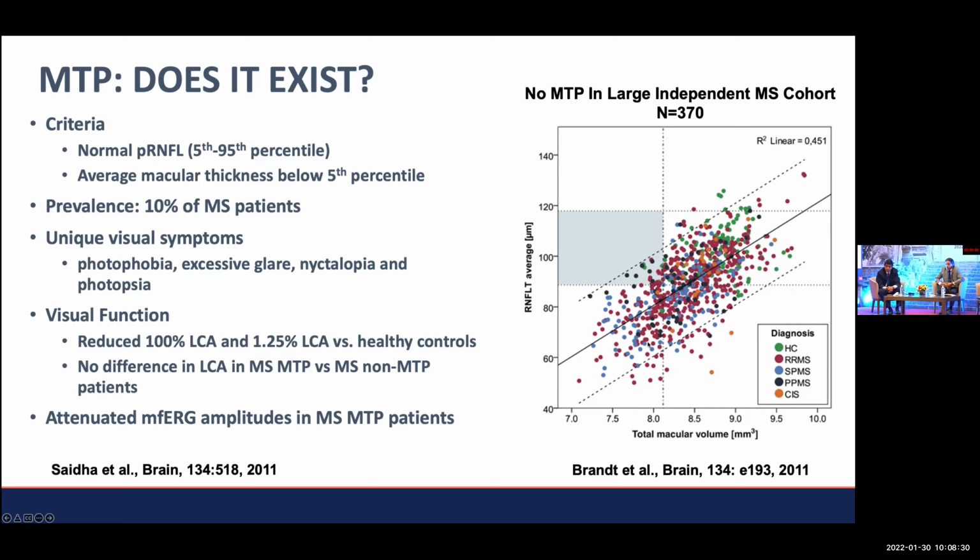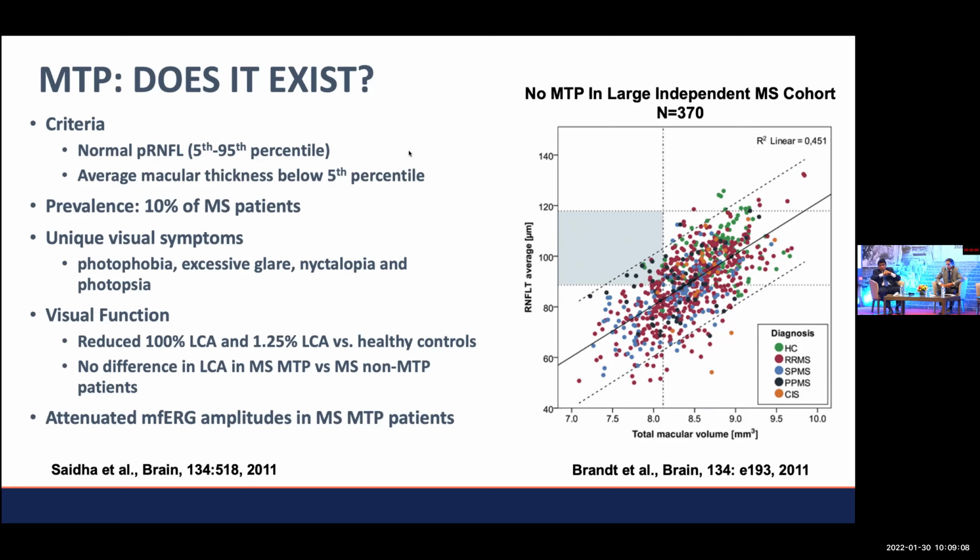A subsequent study, however, with a larger group of patients, didn't identify a cohort of patients that really fell into this range of isolated macular volume loss with preserved retinal nerve fiber layer thickness. And as you can see across healthy controls, relapsing, and other forms of MS, there really has been no large independent confirmation of this MTP cohort, but we're going to have to look out for it potentially as we move forward in studies of MS patients with OCT.